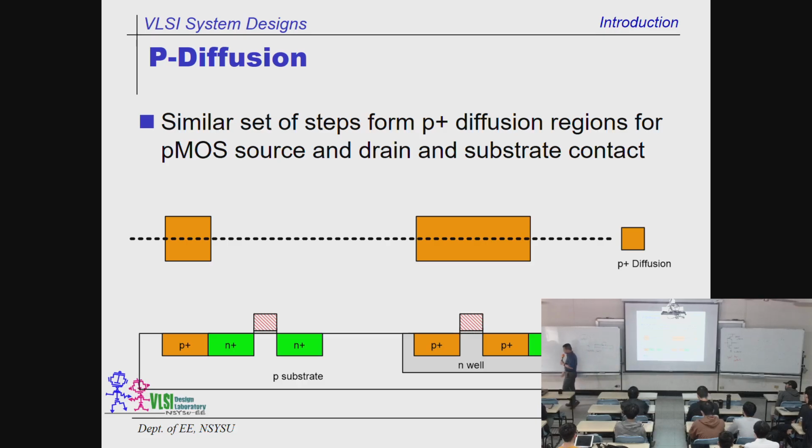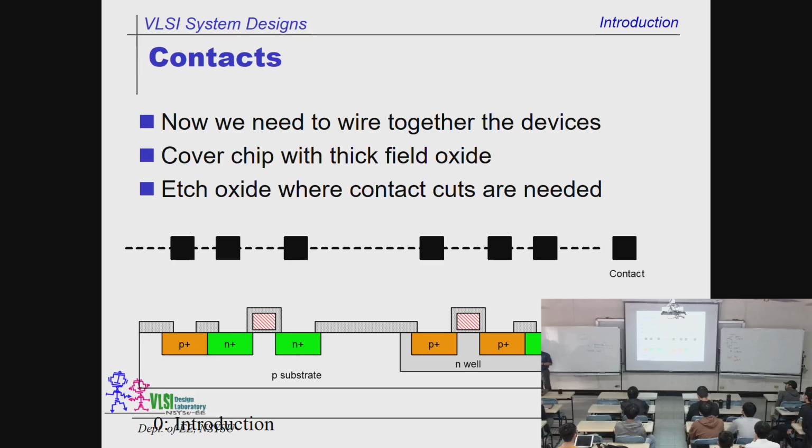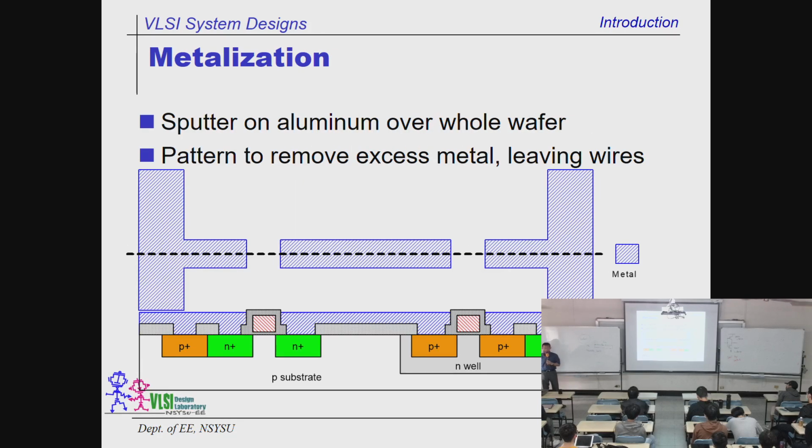Then the last one is the metal, I think. Oh, this is a hole. We got to create holes for the signal to travel up and down, not just horizontally. So we need to wire together the devices. We cover the chip with thick field oxides, and we etch those oxides where the contact cuts are needed. Basically, you can consider we are building stairs or elevators for the signals to travel up and down. Otherwise, different layers cannot talk to each other. This is the contacts.